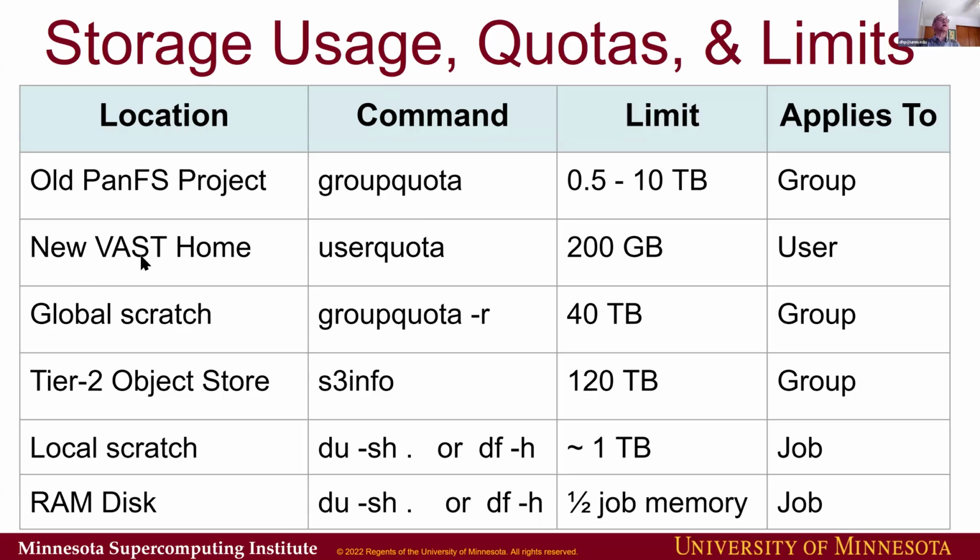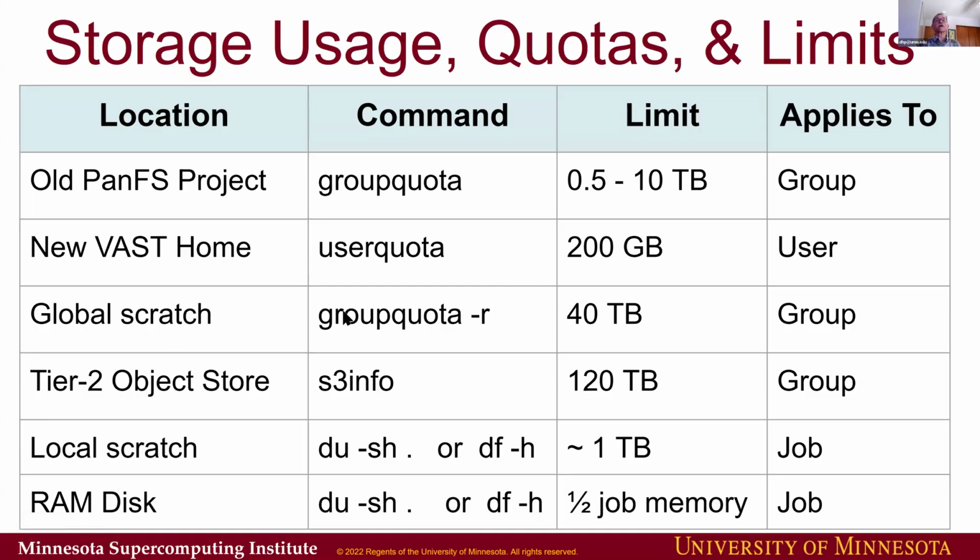On the new VAST file systems, especially for your home directory, this is relevant to the user, and you'd start off typically with 200 gigabytes only. And user quota is the command you would run from a Linux shell command line to find out what your current usage is and how much you have left, both in terms of the limit of the volume of data, 200 gig, as well as the number of files. And typically that's like 1 million files you're limited to.